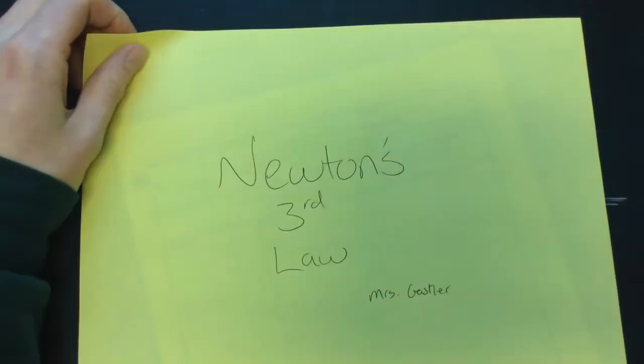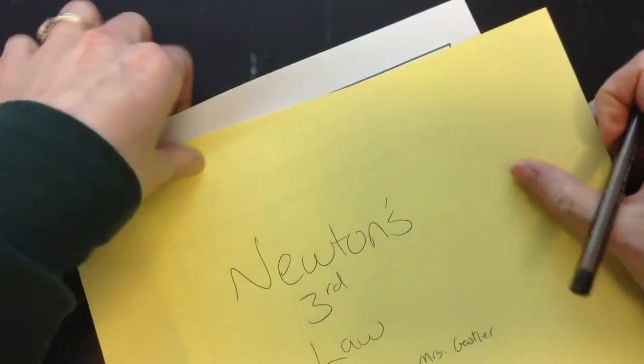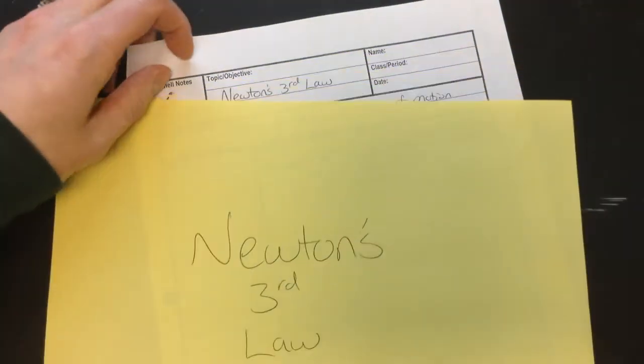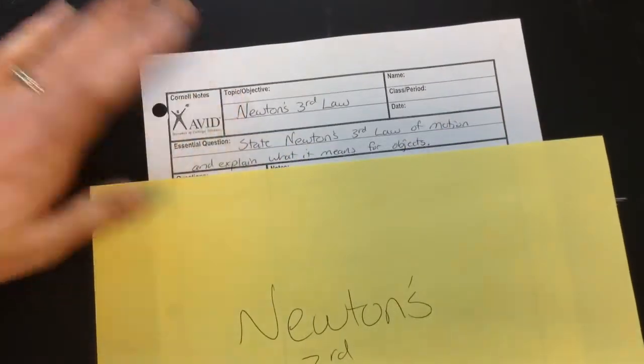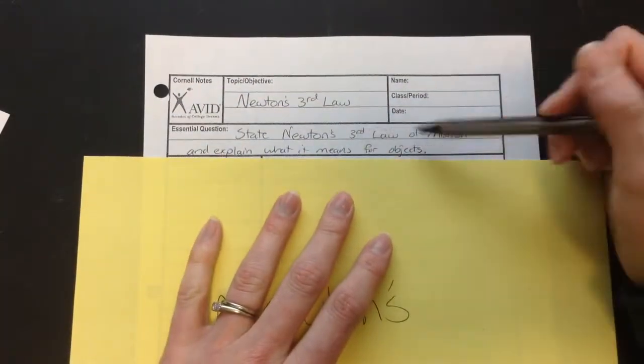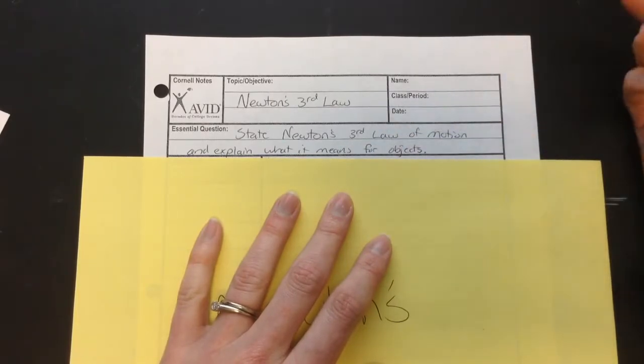This is Mrs. Gastler, and in this video we're going to talk about Newton's third law of motion. You've done some labs, you've talked about the first law, so this time we're going to talk about the third one. I know we skipped the second one and it's weird, but we're going to use some Cornell paper. We're going to state the law, and then we're going to talk about what it means for objects.